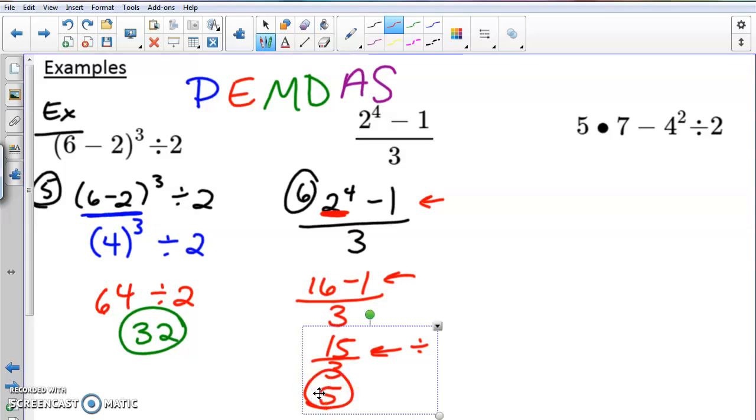So remember, when your order of operations problem is written as a fraction, you have to complete the whole numerator and whole denominator before you worry about that fraction bar.